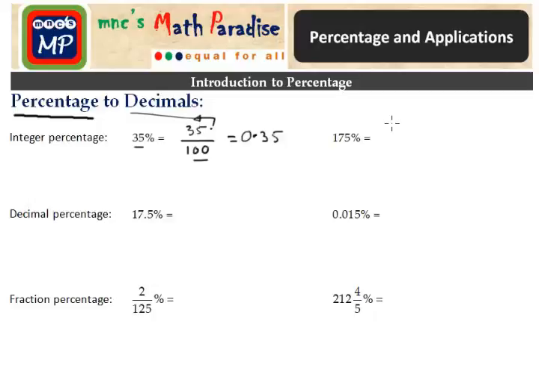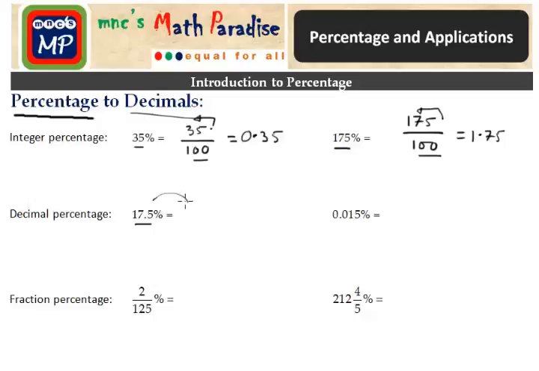Similarly here, the value is 175 and we will divide by 100. Here also there is no decimal point, so we consider there is a decimal point here. With 2 zeros, it will go 2 digits left, so it will come in front of 75. So we will get 1.75. Easy.